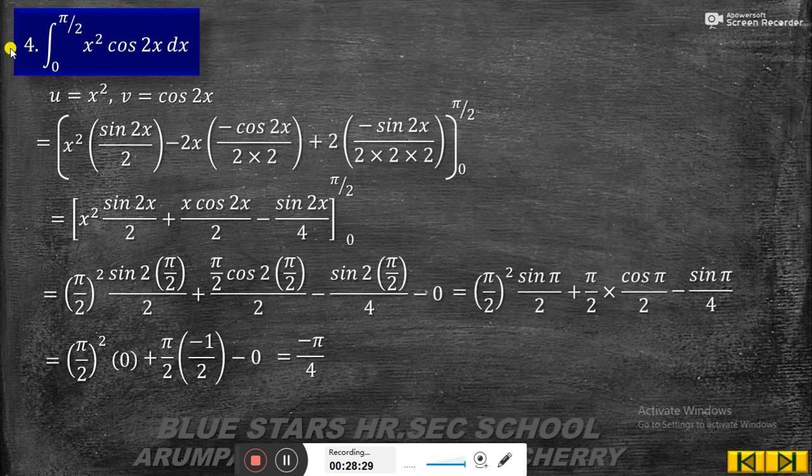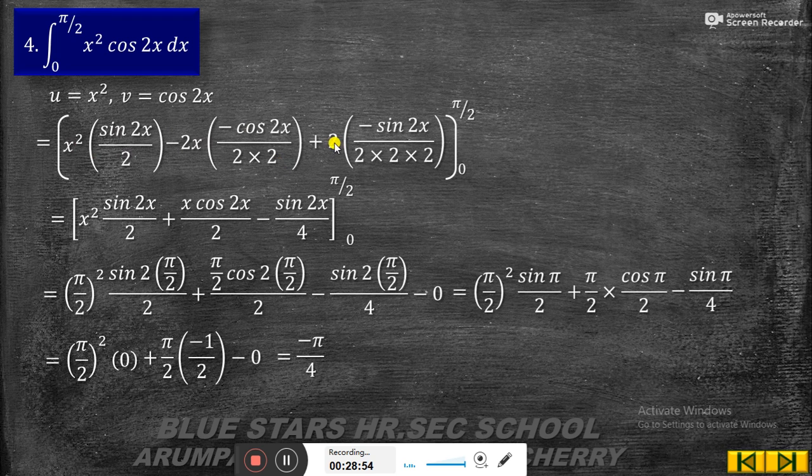Now the fourth problem: integral 0 to pi by 2 x square cos 2x dx. So u equals x square, v equals cos 2x. Now I apply the Bernoulli formula. u means x square, v means the integration of cos, which is sin 2x by 2, minus u dash, the differentiation of x square, which is 2x, into the integration of sin 2x, which is minus cos 2x by 2.